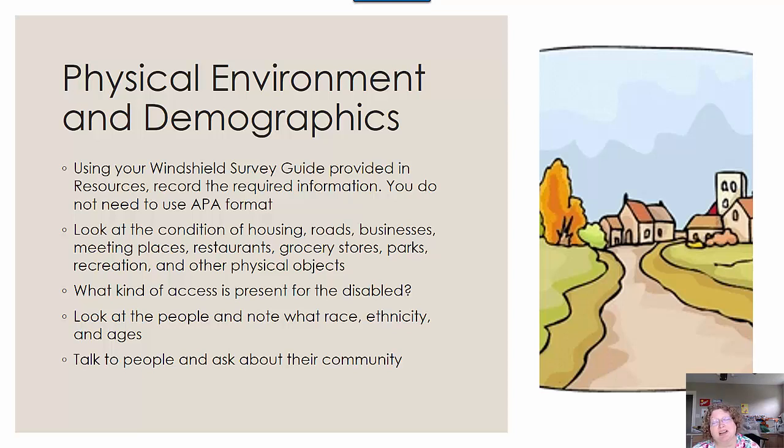So as you're driving about, look at housing. What kind of houses do you see? Are there small houses, big houses? Are they well-maintained houses? Are they run-down houses? What is the availability of housing? Do you see a lot of for sale or for lease signs? Do you see new construction? Are the houses relatively new? Are they old? Is there a mix?